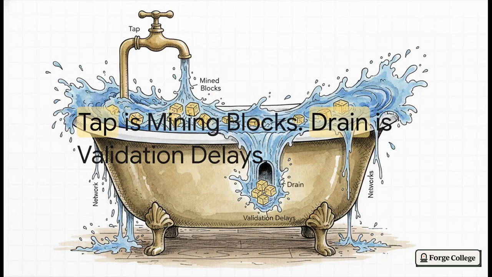Then we have my absolute favorite analogy, the network bathtub. Picture the entire network as a giant bathtub. The tap pouring water in? Those are the new blocks being mined. The drain? That represents validation and propagation delays across the globe. Now, if new blocks pour in from the tap faster than they can drain across the network, the water level rises, and the risk of network forks completely overflows.